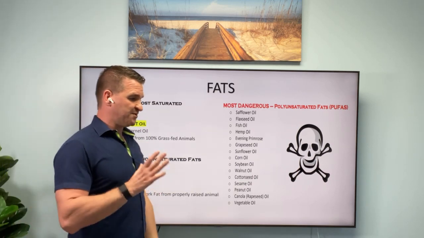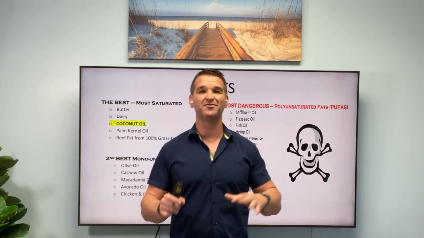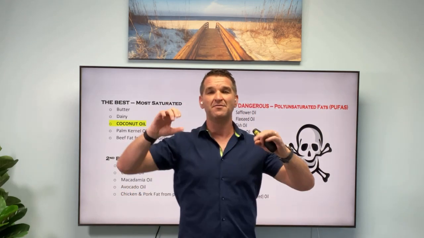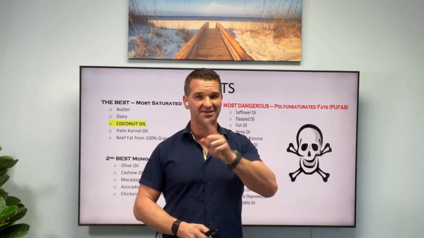So that basically wraps up chapter 5. In chapter 6, we go over the vitality foods, the vitality food pyramid, and we get into what are the best types of carbs, protein, and fats very specifically. So I'll see you in chapter 6.